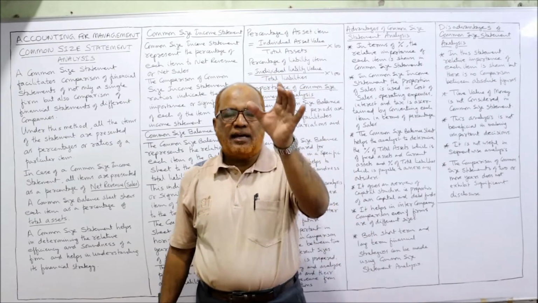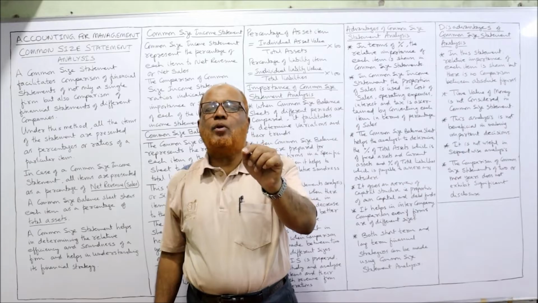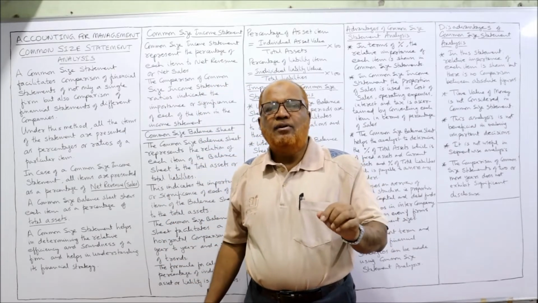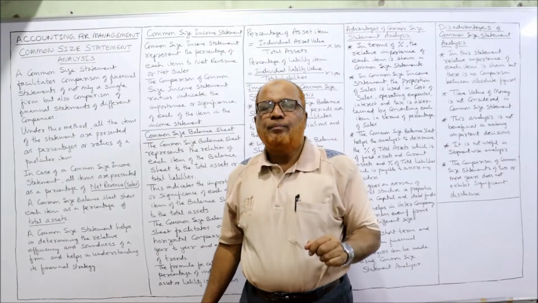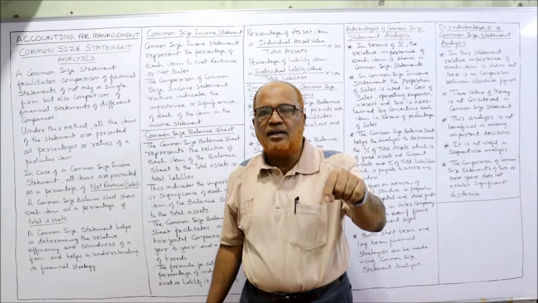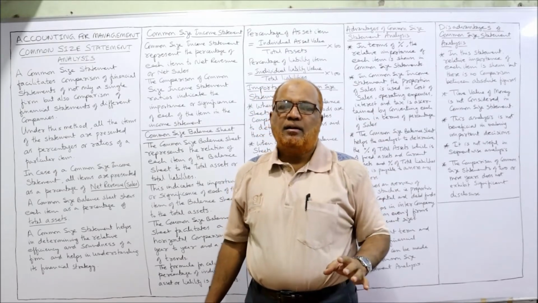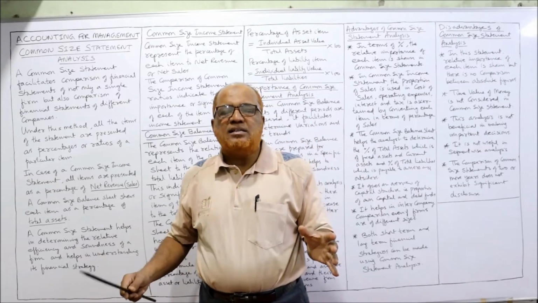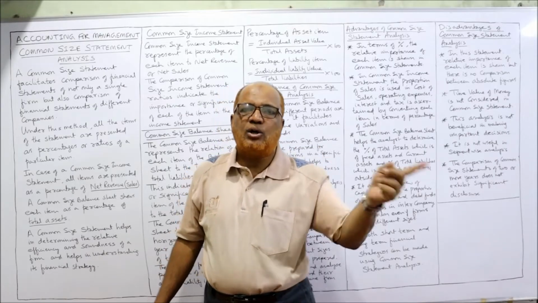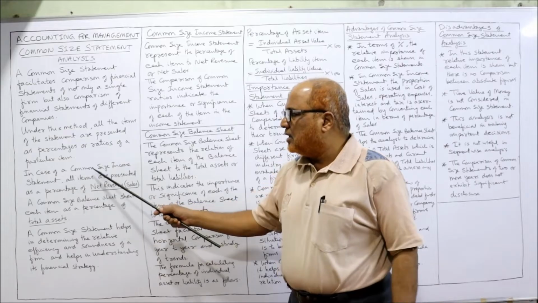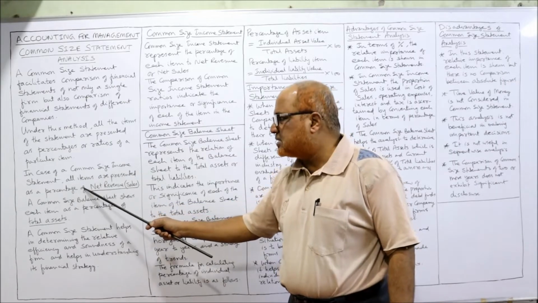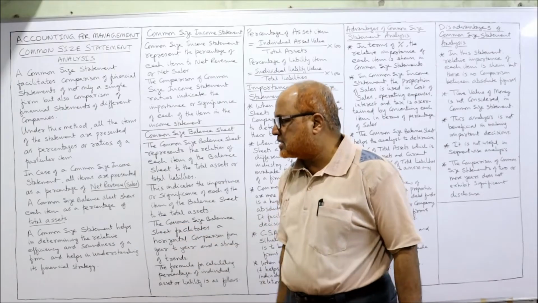Example, in the income statement, the most important item is sales. So we take the sales as a base item, we take the sales as 100 and express all other items as a percentage of that sales. That means this common size statement analysis will contain only percentages or ratios in relation to a base item. In case of common size income statement, all items are presented as a percentage of net revenue or sales.